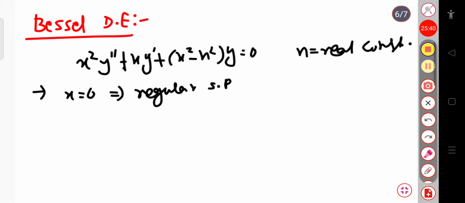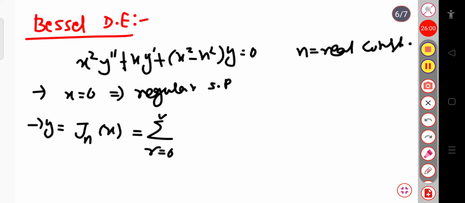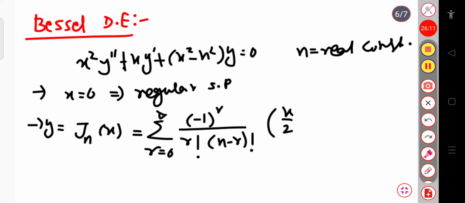For the Bessel function of the first kind of order n, the solution is y equal to Jn of x. As in the case of Legendre we considered Pn of x, here for Bessel we will consider Jn of x, which is equal to the sum over r equal to 0 to infinity of minus 1 power r divided by r factorial into n plus r whole factorial into x by 2 power n plus 2r. So this is the Bessel function of order n.